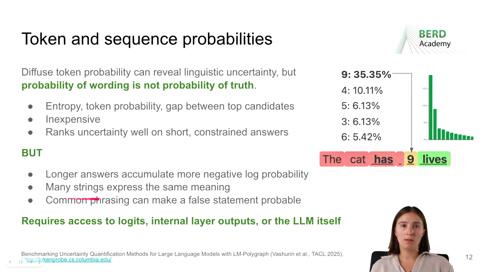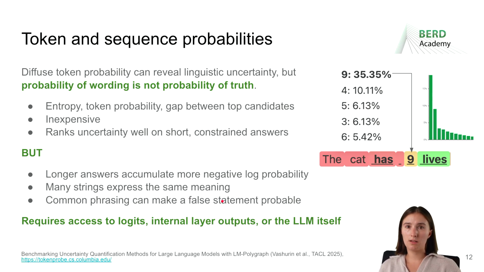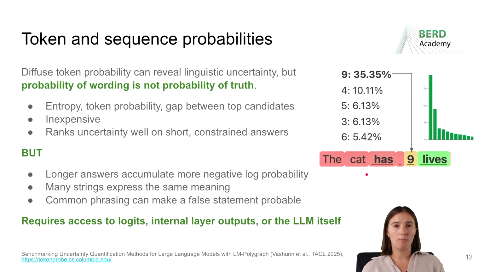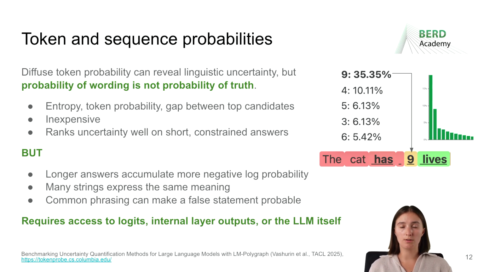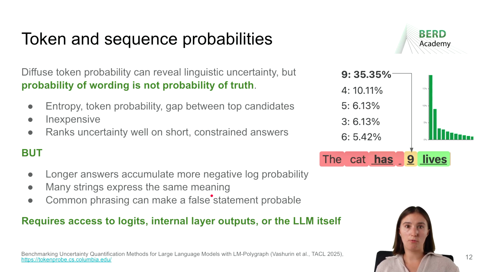Also we have the problem that many strings express the same meaning. So if you have words that have similar meaning, you can still have a high entropy because all those words receive some kind of probability mass, but they actually try to express the same thing. Also, common phrasing can make a false statement more probable, just because the LLM saw that a lot in its training data, for example.